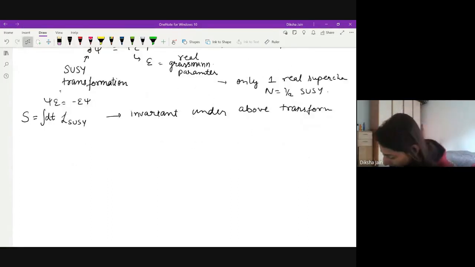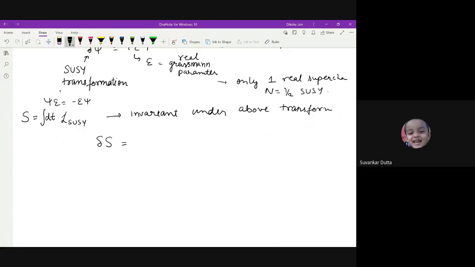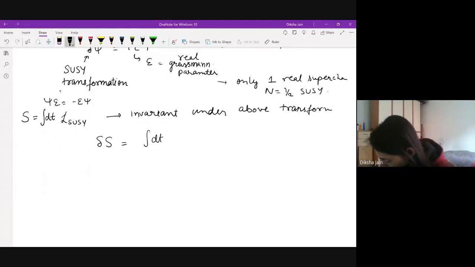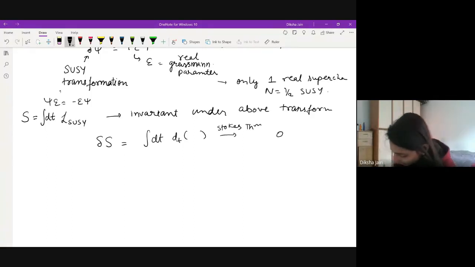So once you do these variations, let me just complete by doing the variations. I'm running out of time. So if I do the SUSY variation, delta of S, I will write the Noether charge now. If you do delta S, what you will find is that it's basically a total time derivative, so it's basically dt of something. And by Stokes' theorem, you will find that this is 0. This is an exercise, a homework problem: given the above transformations, find delta S and show that it's 0.